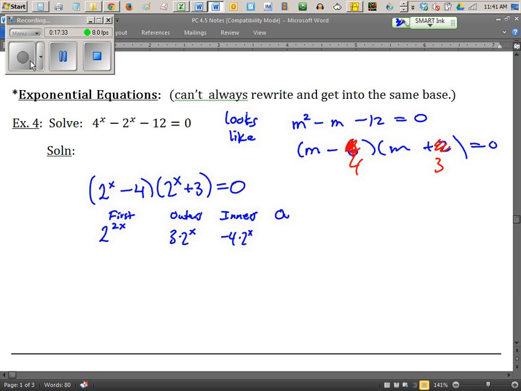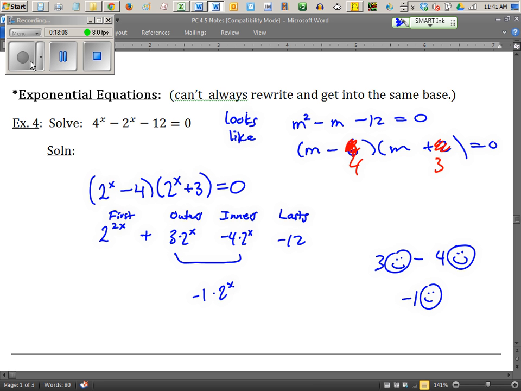And then the lasts in your FOIL are negative 4 times 3. And then these two terms actually do form negative 1 times 2 to the x. You know, if you have 3 happy faces minus 4 happy faces, what do you have? Negative 1, what? Happy face, right. So if you have 3 2 to the x's and you take away 4 2 to the x's, you're left with negative 1 2 to the x's, aren't you? Okay, so this is definitely factored correctly, and now we solve it.